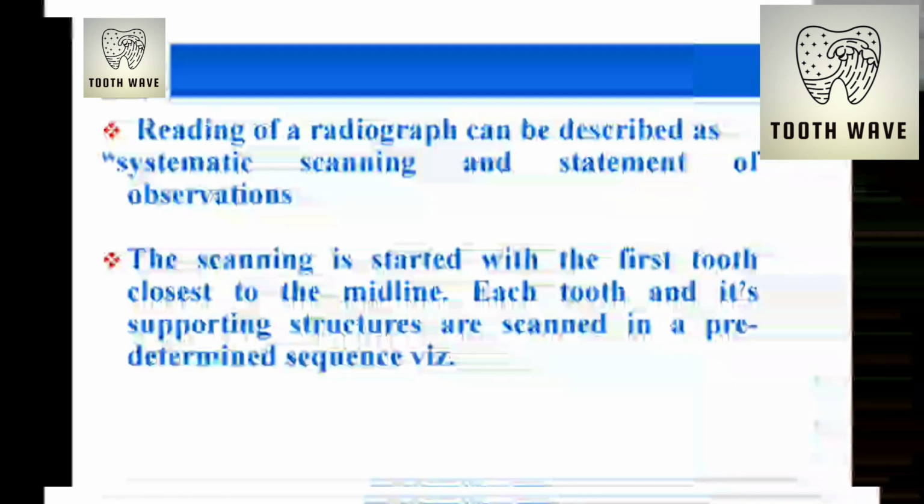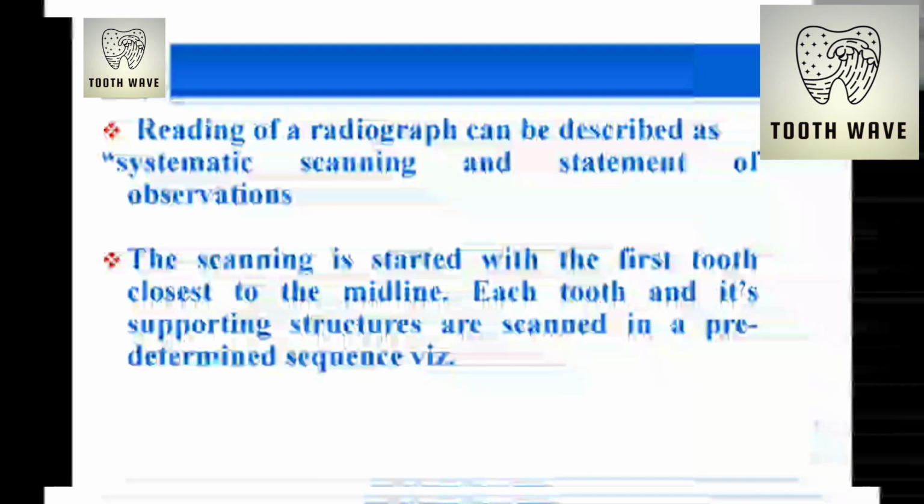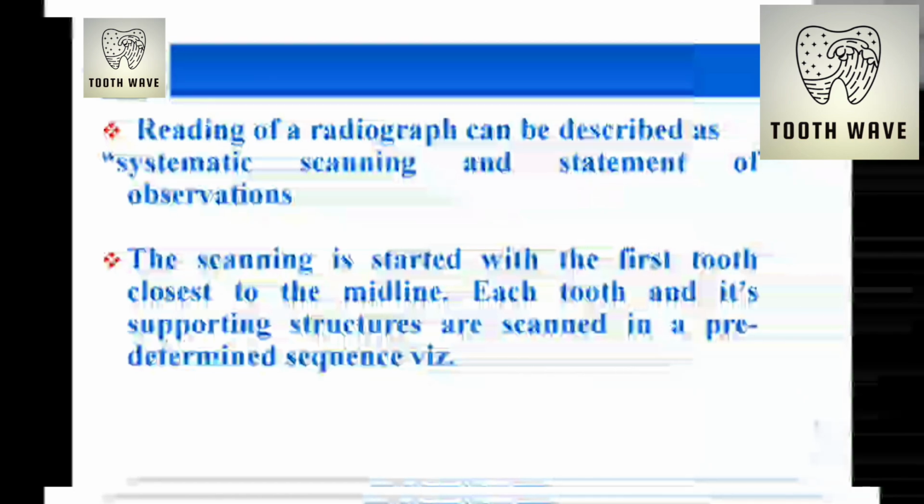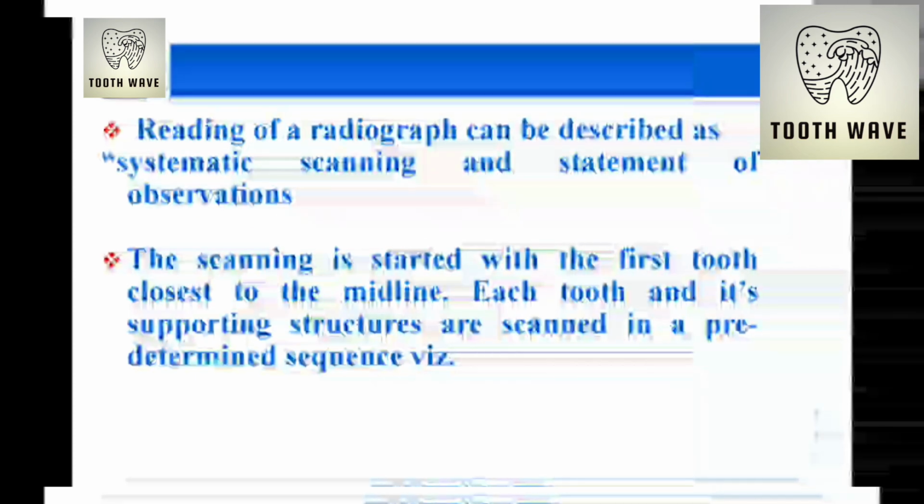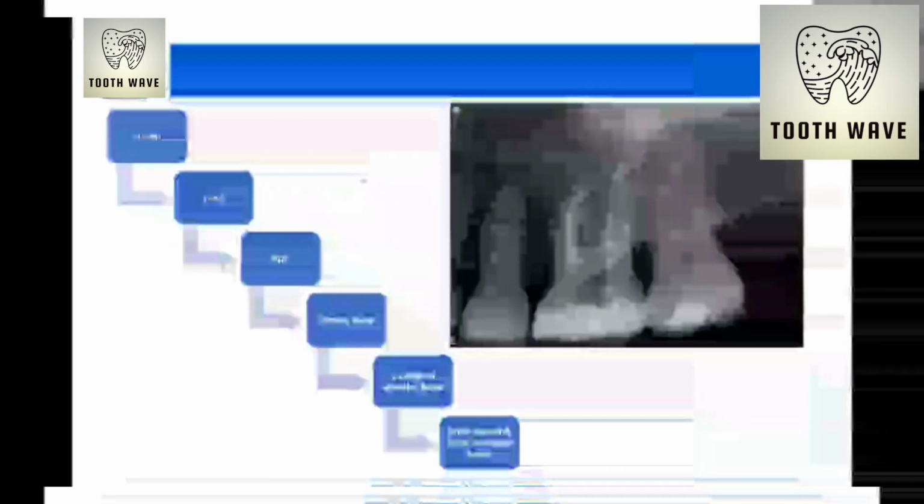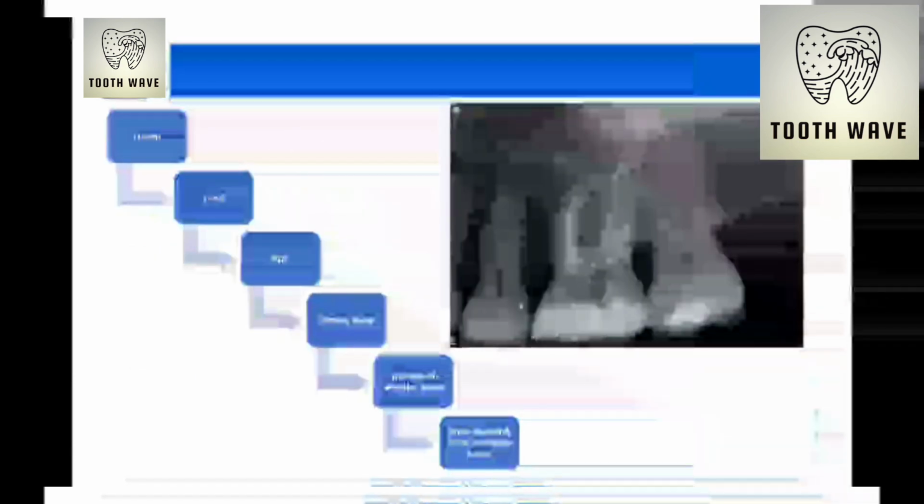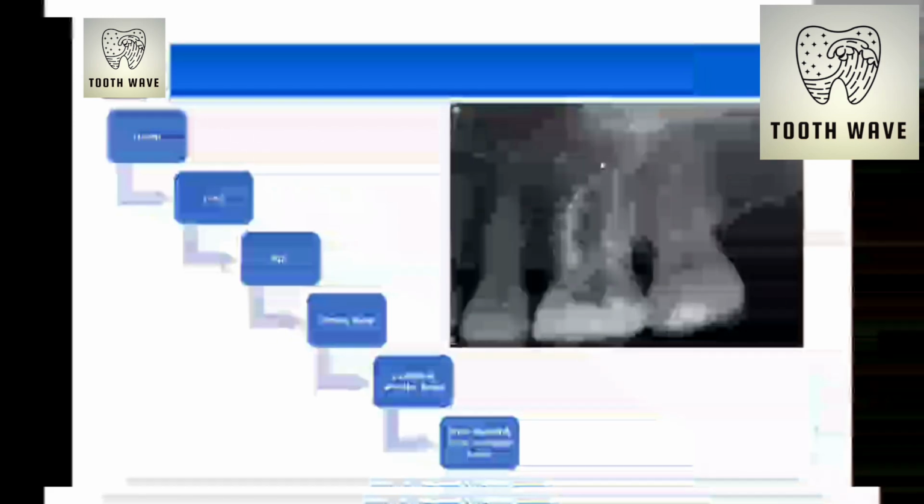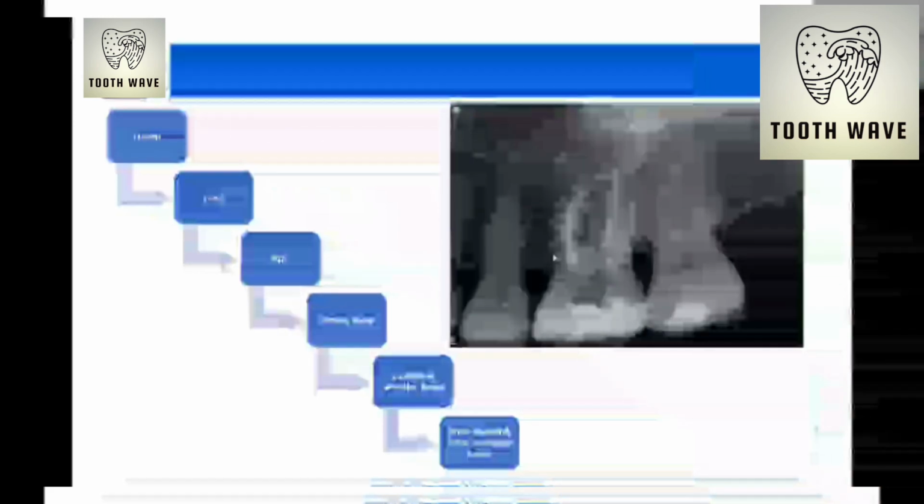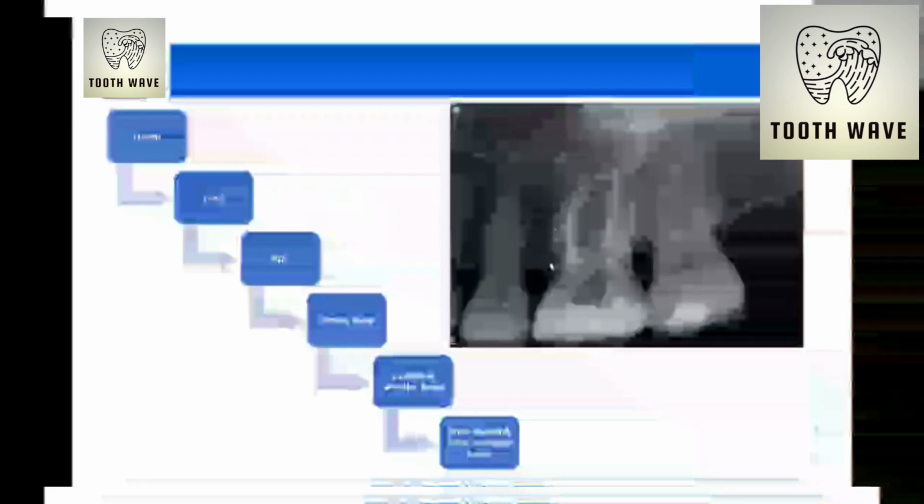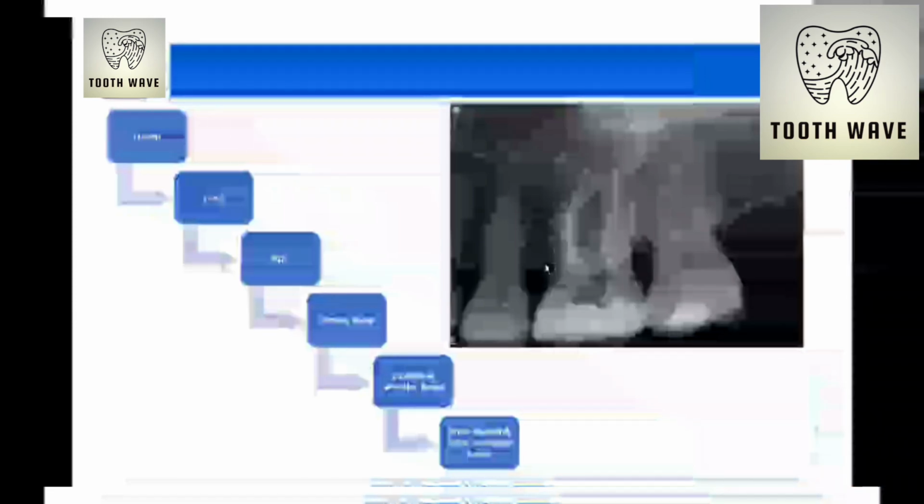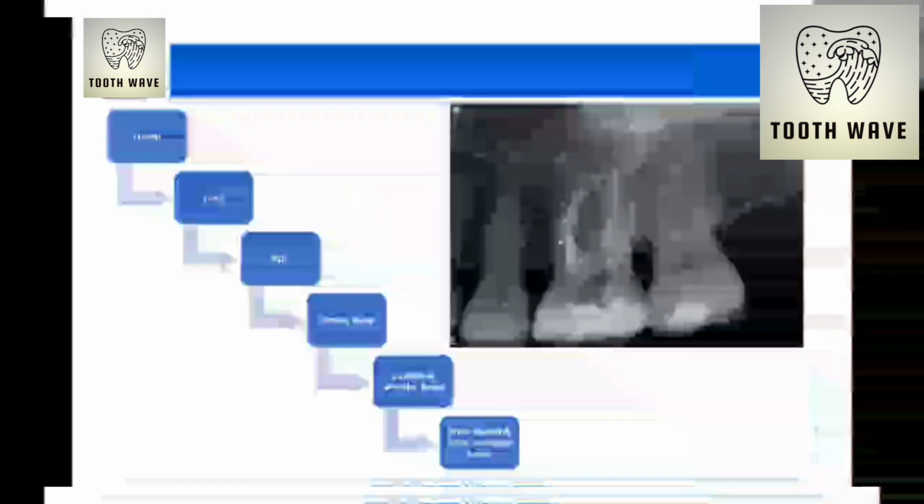The reading of a radiograph can be described as a systematic scanning and statement of observation. The scanning is started with the first tooth, which is closest to the midline, and then each tooth and its supporting structures are scanned in a predetermined sequence: the crown, the root, the periodontal space. You can see the thin radiolucent line is the periodontal space. Then the radiopaque line is your lamina dura.